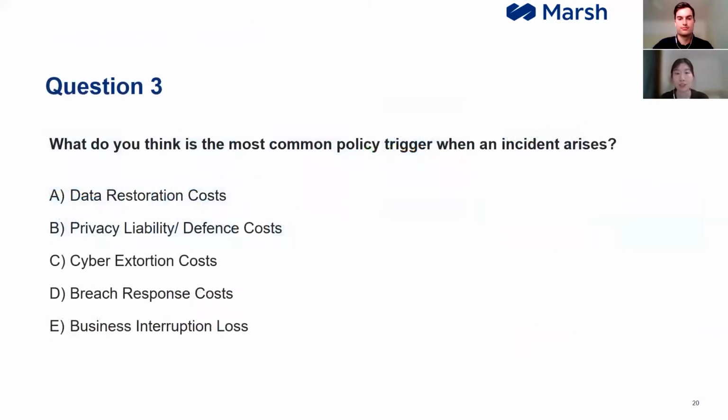So for the final question, what do you think is the most common policy trigger when an incident arises? Is it data restoration costs, privacy liability defense costs, cyber extortion costs, breach response costs, or business interruption loss? So the answer is D, breach response costs.